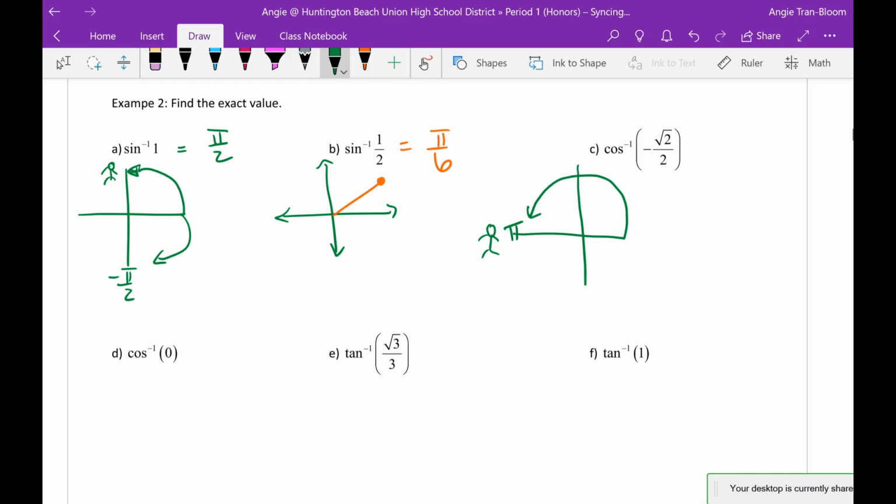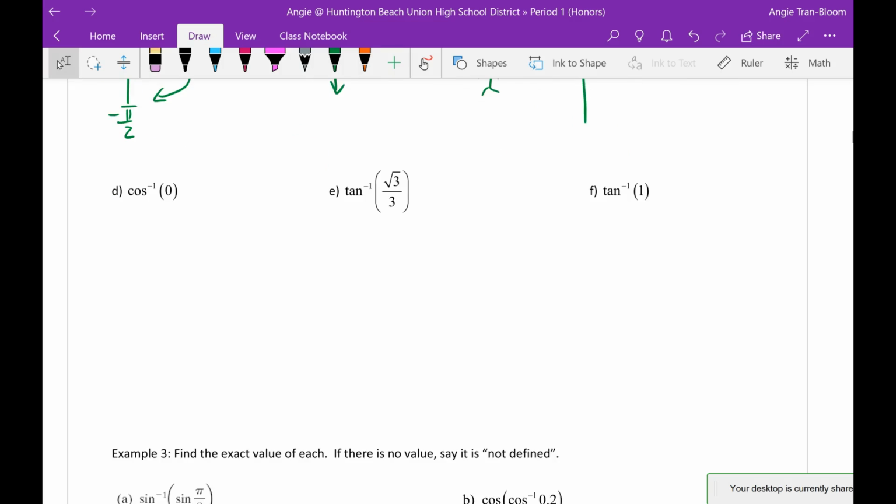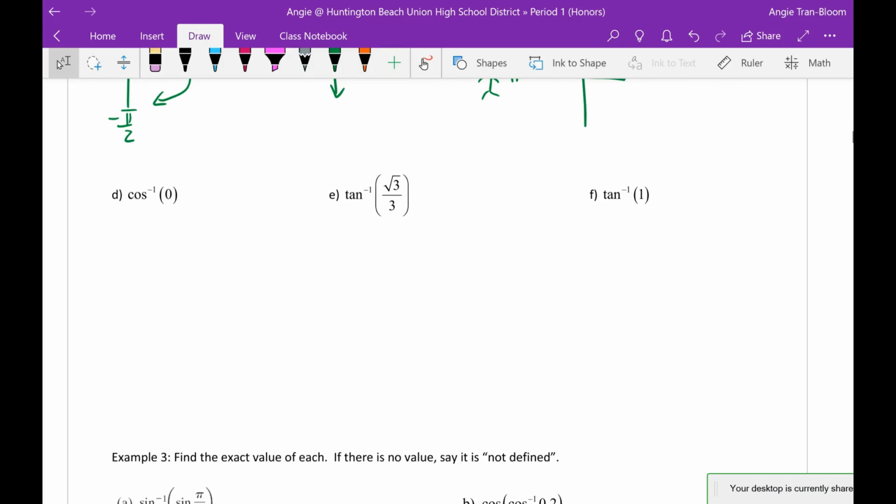Okay. Question number 2. Now we've determined the quadrants. What is the only quadrant that cosine inverse of negative root 2 over 2 can be in? The second quadrant. Okay, because that's a quadrant that will give me a negative ratio for cosine. Now, what is it, Daniel? Daniel said it's 3 pi over 4. Do you guys agree with Daniel? Yeah, okay. You and your team, try out D, E, and F.